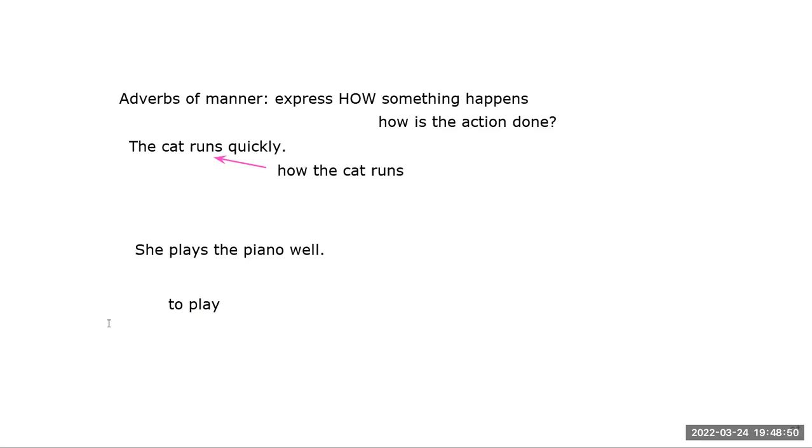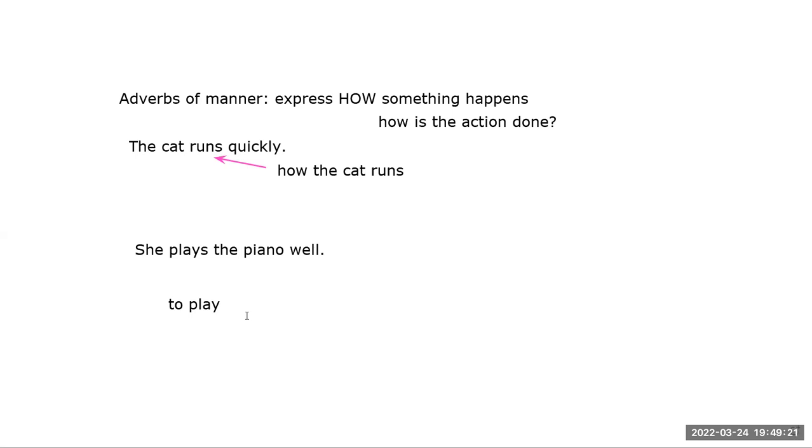Miss, could you repeat, you're breaking up. What would this to play be? It's not an adverb. Action, right? And we know that an action word is a verb. So plays will be a verb. So is there any word here that is describing how that action is happening?